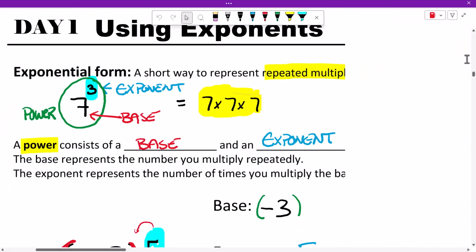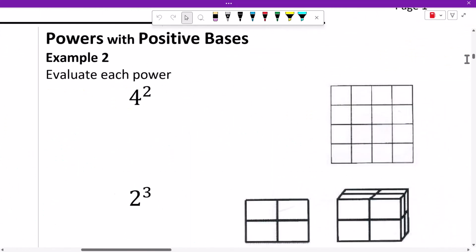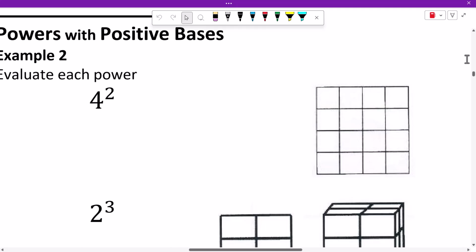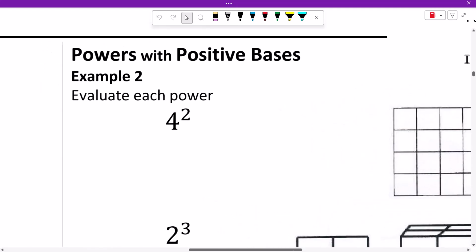All right. Okay, so let's do some practice here. If I ask you the word evaluate, what is it asking you to do? What am I asking you to find? Yes, the answer. So if I have 4 exponent 2, what's the answer? You guys probably do this in your head. Liam? 16. Yeah. So it means 4 times 4, which is equal to 16.